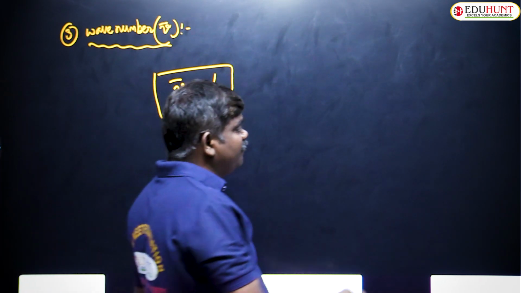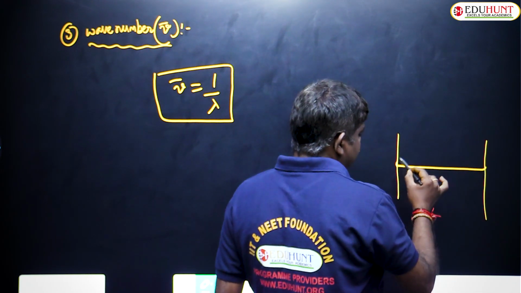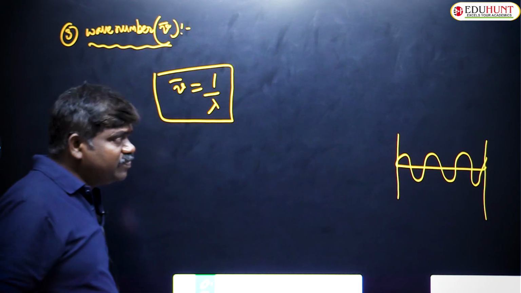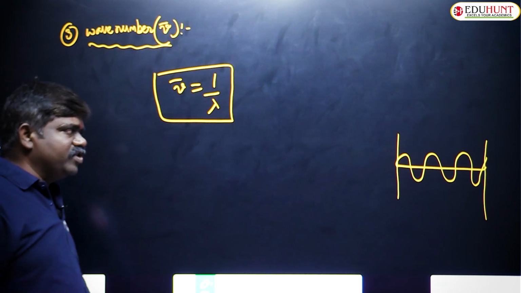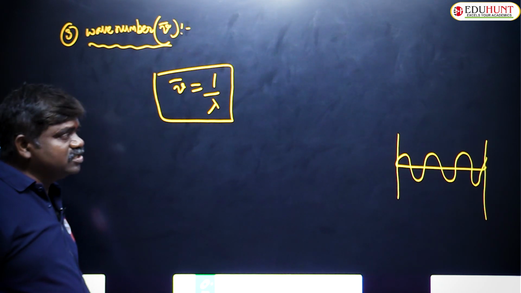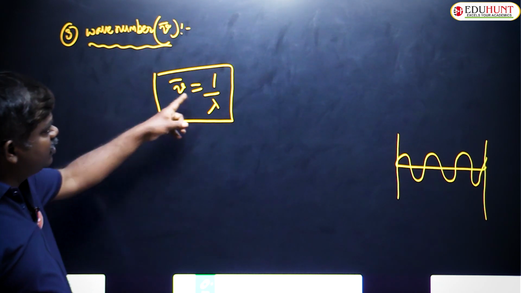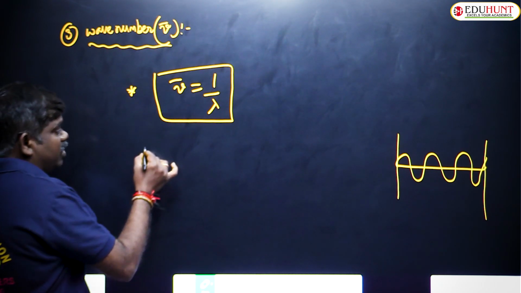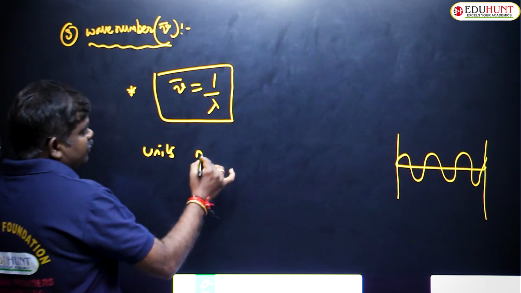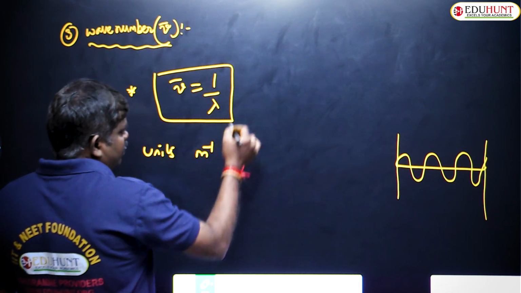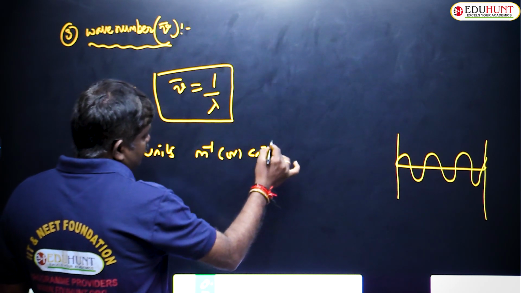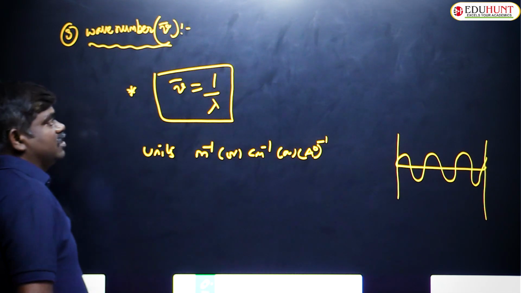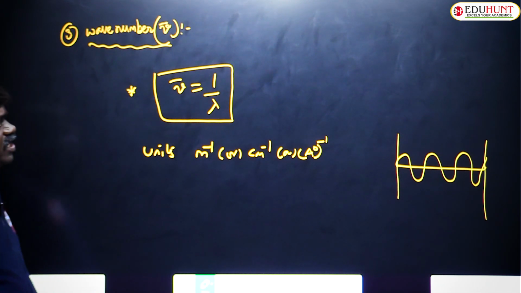Or the number of waves present in a fixed point in unit time is also known as wave number. So wave number nu bar is equal to 1 by lambda. Based on this, what are the units? Units are meter inverse, because it is 1 by meter, or centimeter inverse, or angstrom inverse. These are the units of wave number.